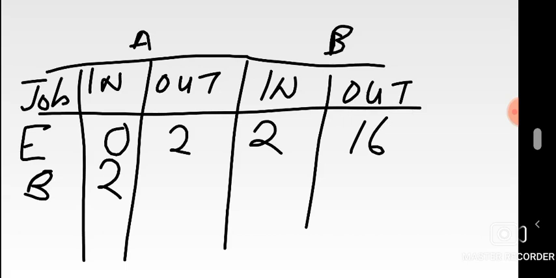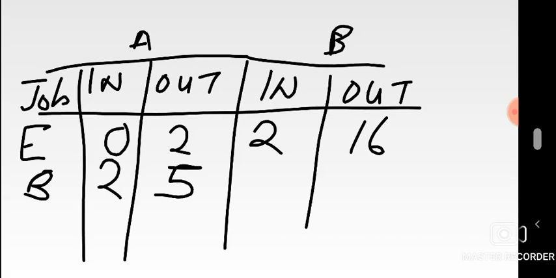So 2 plus the duration for B in machine A. They've told us in the question that B's duration in machine A is just 3. So 2 plus 3, it comes out at 5. It goes to machine B as the finishing point.